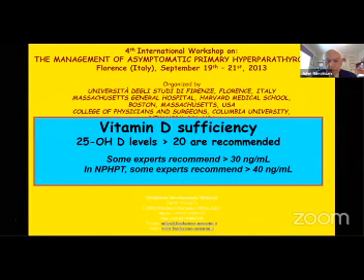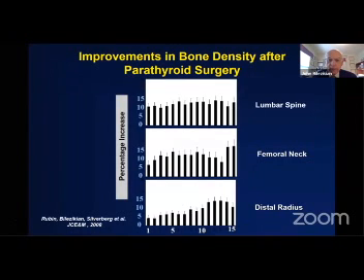Nevertheless, we are recommending levels of 25-hydroxyvitamin D greater than 20. Well, that's the universal recommendation, but most of us are recommending levels in hyperparathyroidism greater than 30. And although we're not speaking about normocalcemic primary hyperparathyroidism, many of us would like the 25-hydroxyvitamin D level to be greater than 40.